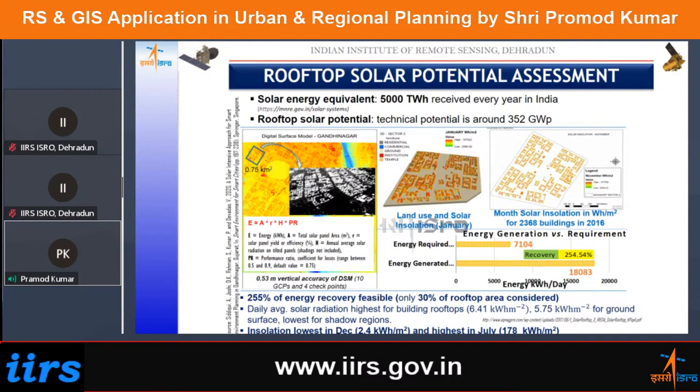You have the rooftop area multiplied by the radiation. If you do so, then you can multiply by the efficiency. Then you can find out how much energy can be tapped using the non-conventional energy resource, that is, solar energy. That's how much energy can be harnessed.